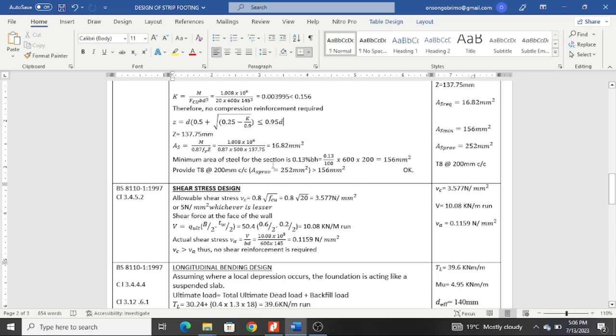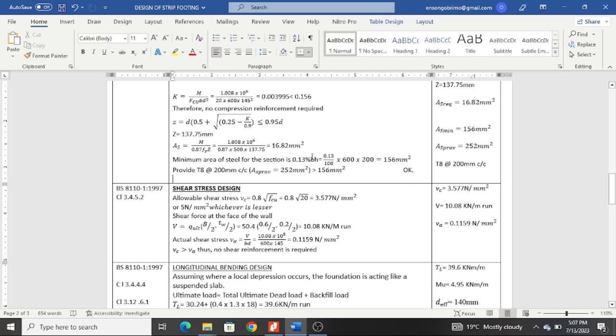So the minimum area of steel for such a section is obtained by 0.13% multiplied by B, the breadth, and then H, the height, and that has been done here to give us 156 millimeters squared. Since I have to provide reinforcement more than the minimum, I need to provide more than 156. Therefore, I provide 8 millimeter bars at 200 millimeter spacing, which gives me an area of steel of 252, which is greater than 156, and it's also greater than 16.82.